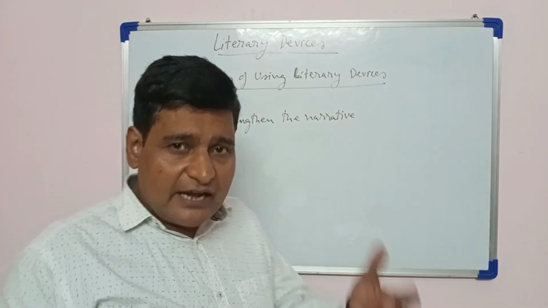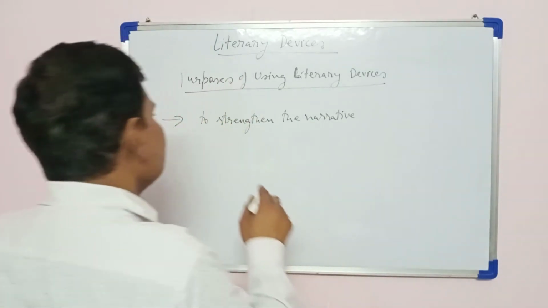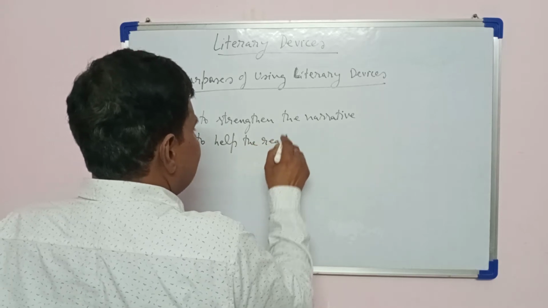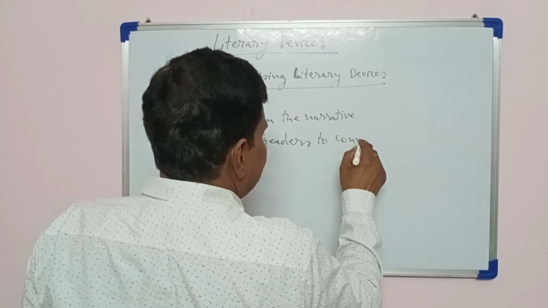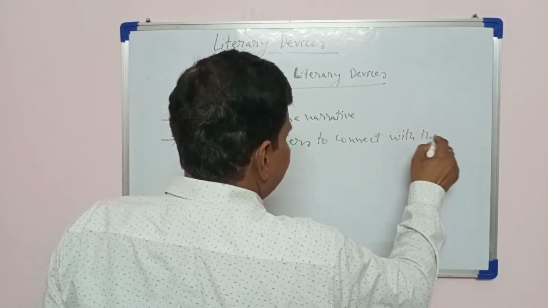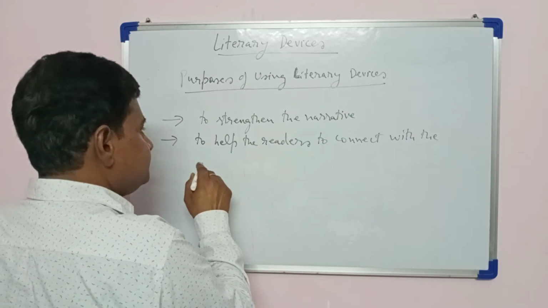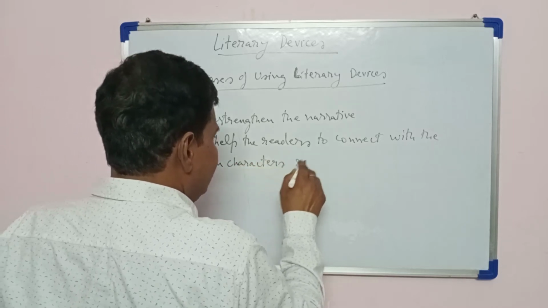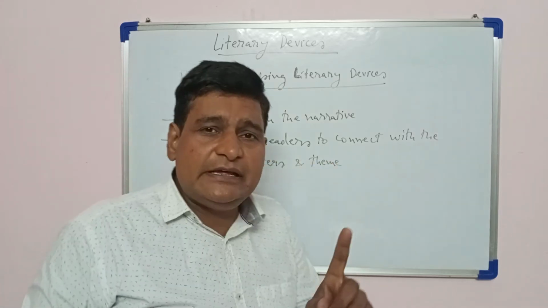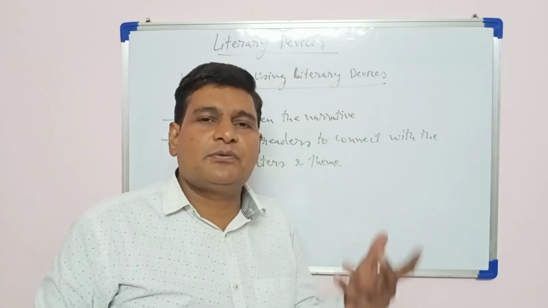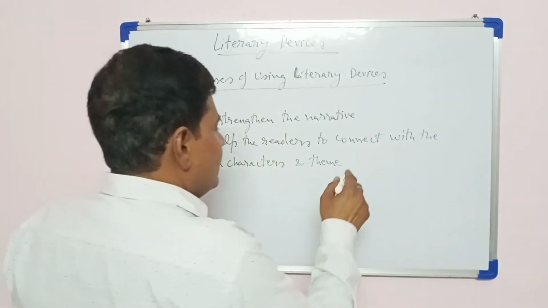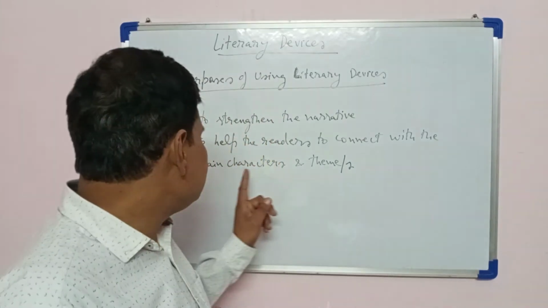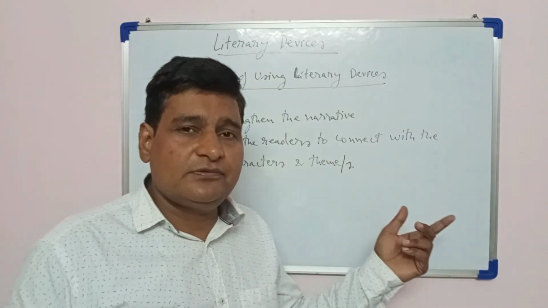He is able to describe things in a better, more effective way, to strengthen the narrative, to help the readers to connect with the main characters and theme. Sometimes there is one theme, sometimes there are many themes in a novel, in a story, in a poem, or in a play. So, to help the readers to connect with the main characters or the theme or themes of the text.